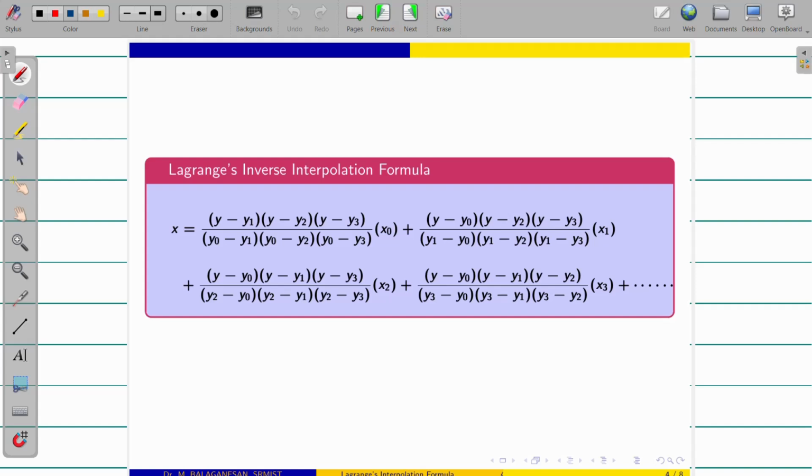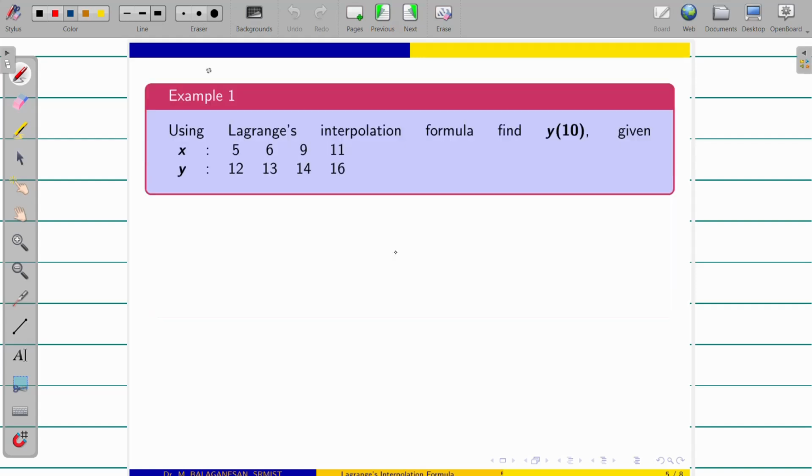In this video, I have given a few problems in the particular topic of Lagrange's interpolation formula, that is, finding the value of y only. I have given a separate video for the inverse interpolation formula. If you want to watch it, please go and check Lagrange's inverse interpolation formula and watch it. Now, come to the topic.